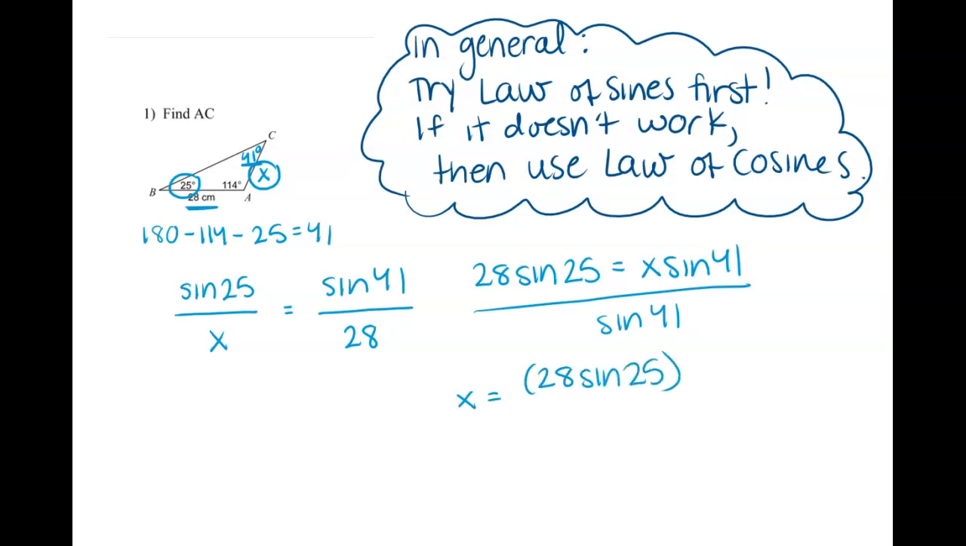Watch your order of operations. Use parentheses if you want, just to be safe. Divided by sine of 41. And this is, I want to say 18.0 something, or about 18 centimeters. So there's an example where we tried law of sines first, and it worked, so we were all set. Let's do another example.